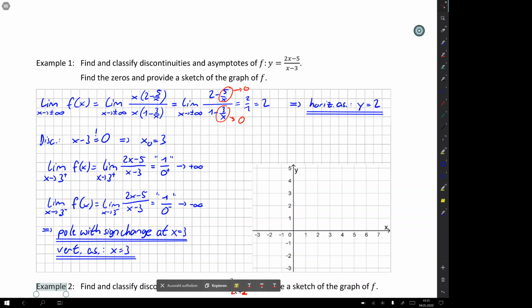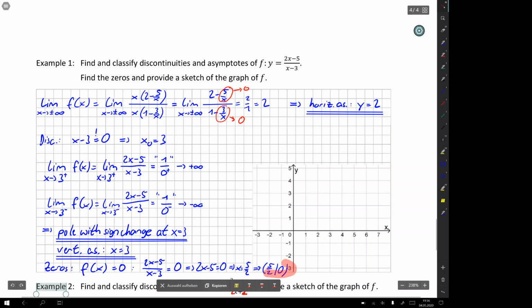Okay, last but not least, we should now find the zeros. How do we find the zeros? We have to set the function value y equal to 0. Well, (2x minus 5) divided by (x minus 3), when we set that equal to 0, that's the same as only setting the numerator to 0, because a divided by b equals 0 can only be true if a is 0. So we get that x is 5 divided by 2. So we get the zero (5 halves, 0).